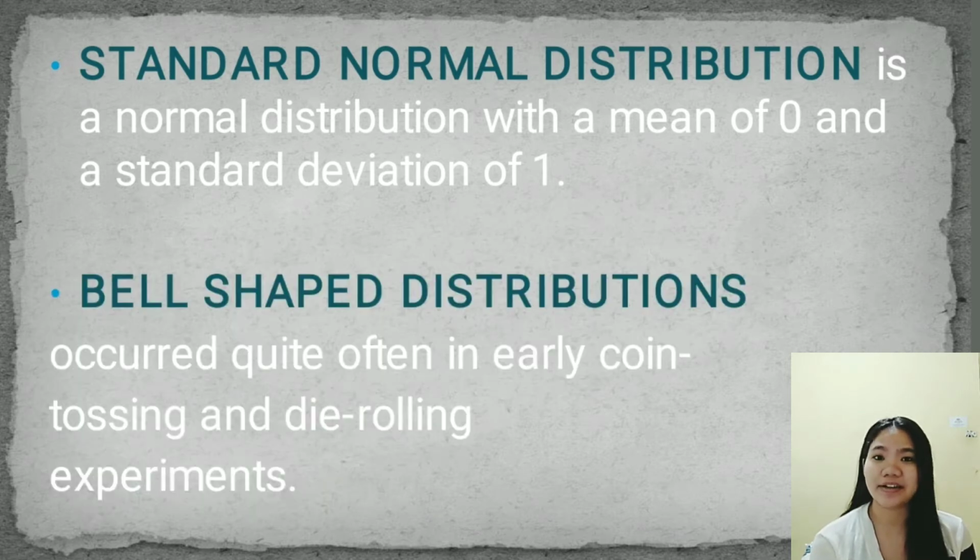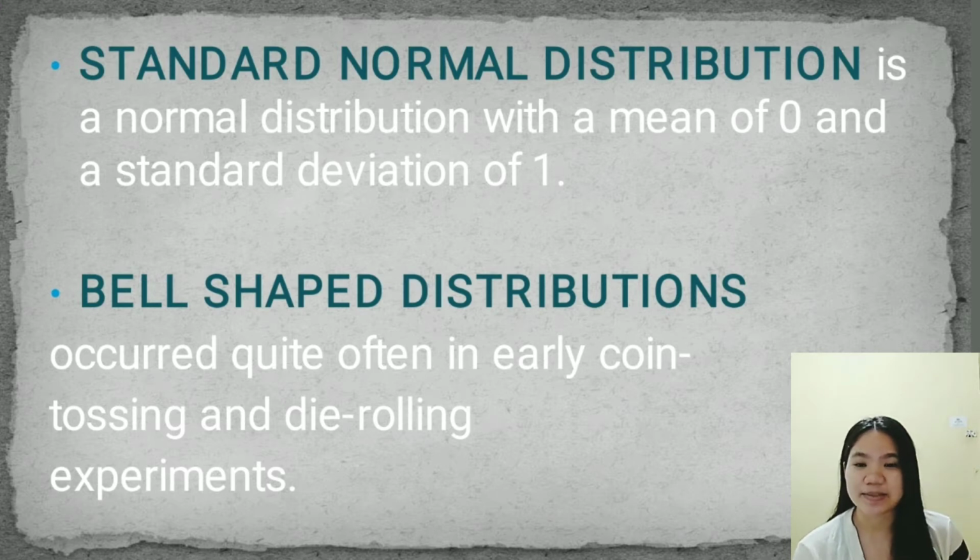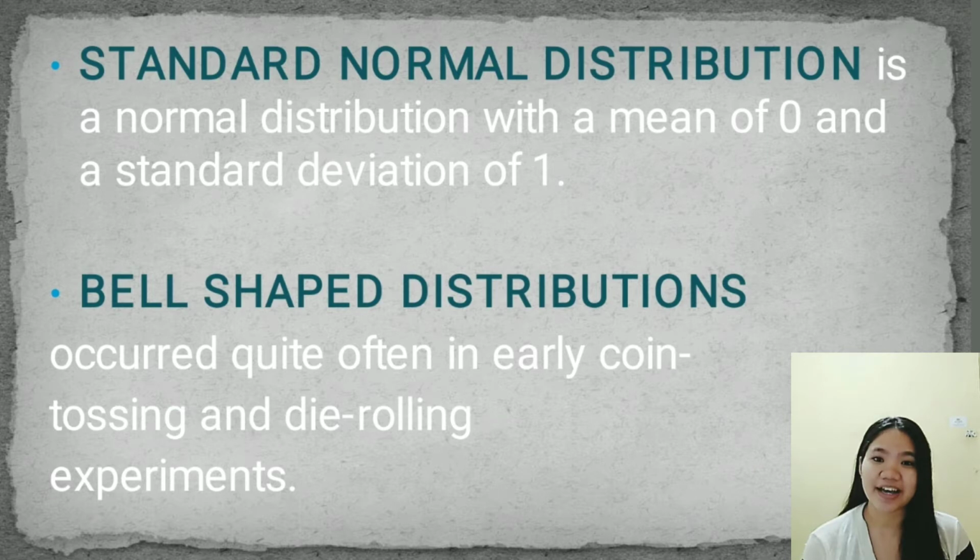And a standard normal distribution curve is a bell-shaped distribution, and as a matter of fact, bell-shaped distributions occurred quite often in early coin tossing and die rolling experiments. So without further ado, let's dig right into finding the areas under the standard normal distribution curve.